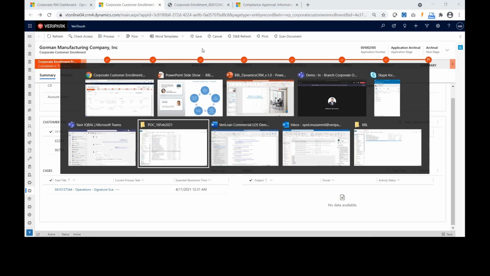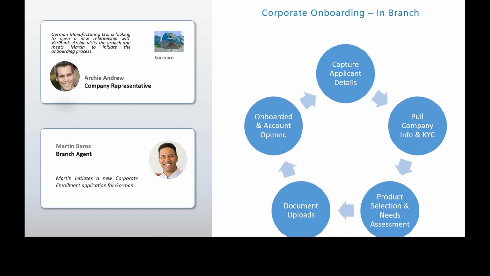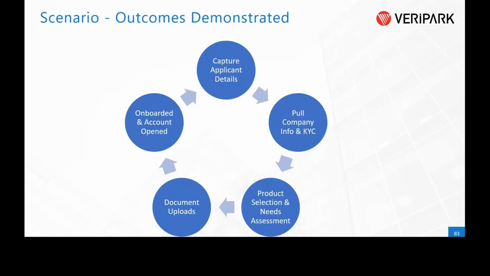So what you saw here is an end-to-end onboarding journey performed by the branch agent, Martin Barrows, opening an enrollment account for the customer based on the customer's requirements. In terms of the outcomes demonstrated, we looked at capturing the details, pulling the confirmed information, being able to do the KYC, product selection, document upload, scanning, uploading, digital signatures, and integration with the core banking in order to have the account open. All of that being done from one single platform, Dynamics, for managing the corporate customer enrollment process.